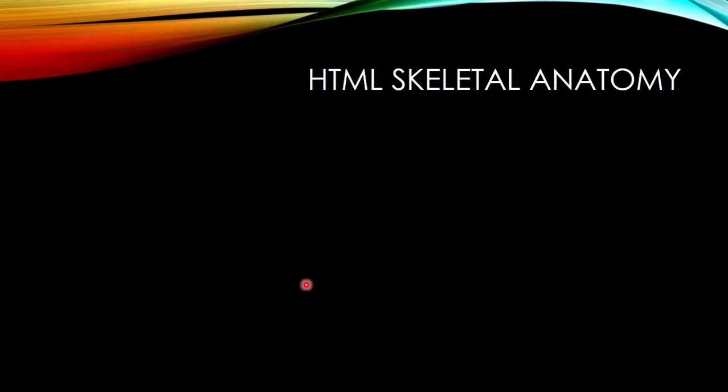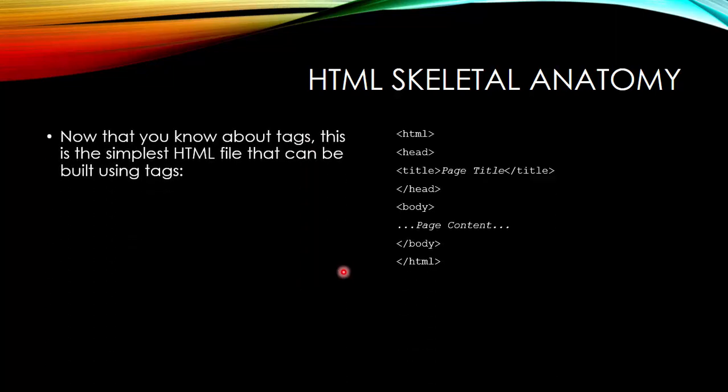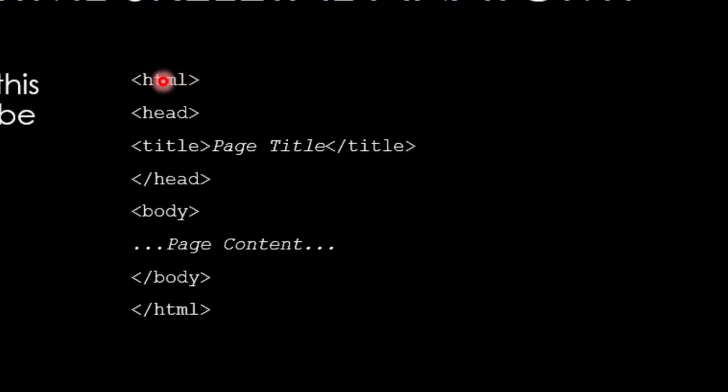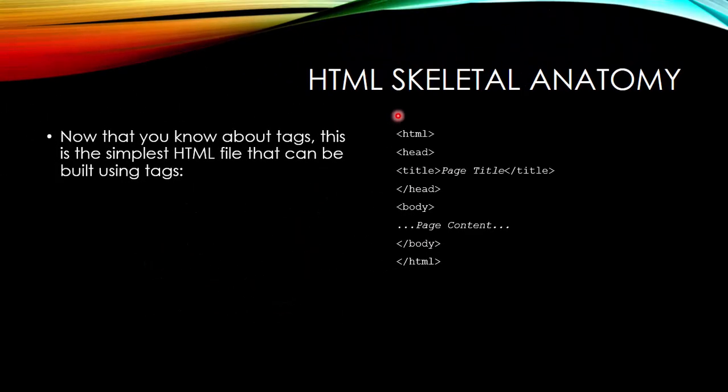So what is the simplest HTML file? This is it. We need to have the HTML tag opening and closing, and then inside HTML must be nested two more pair of tags, which is the head followed by body, and there are many more in between head and body. So this is the skeletal content of HTML file.